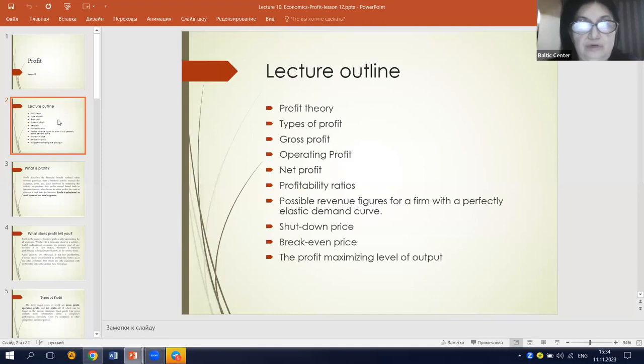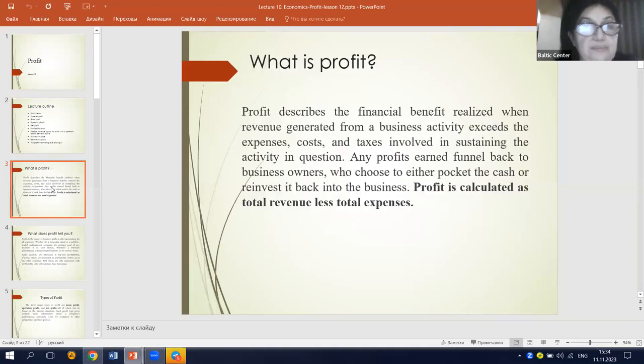So we'll talk about profit theory and types of profit: gross profit, operating profit, net profit, profitability ratios, and possible revenue figures for a firm with a perfectly elastic demand curve. So we have the shutdown price, the breakeven price, and the profit-maximizing level of output. So what is profit?